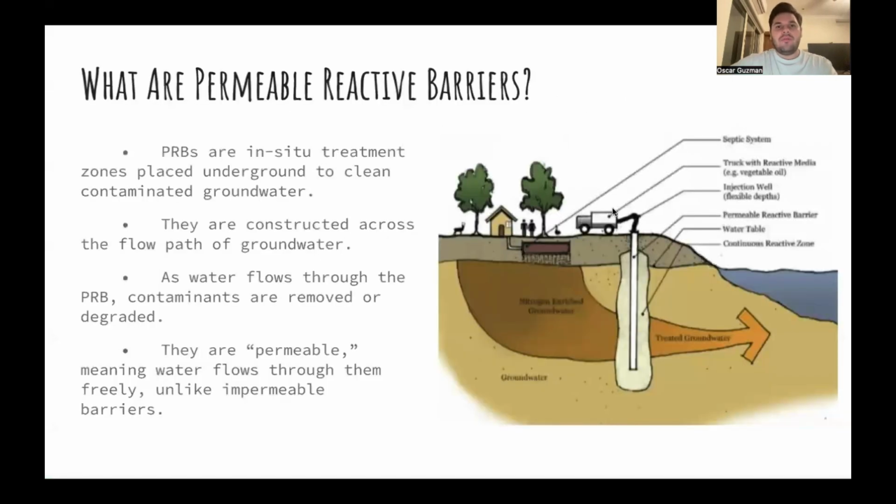What are permeable reactive barriers? Well, PRBs are in situ treatment zones placed underground to clean contaminated groundwater. They are constructed across the flow path of groundwater. As water flows through the PRB, contaminants are removed or degraded. They are permeable, meaning water flows through them freely, unlike impermeable barriers.